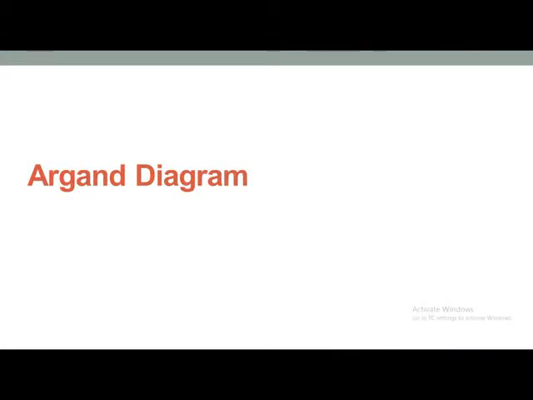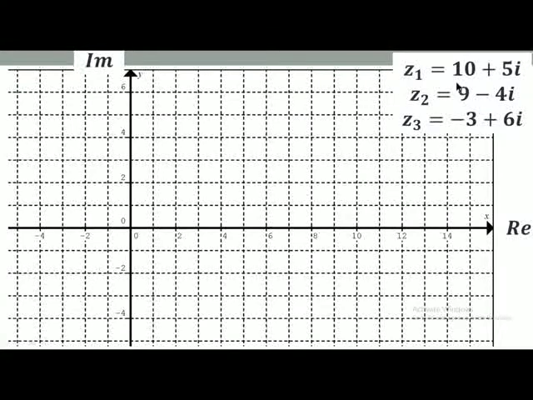Another way to represent complex numbers is by Argand diagram. In Argand diagram, instead of x-axis and y-axis, we represent as real axis and imaginary axis. For example, this complex number z1. z1 equal to 10 plus 5i. 10 represents the real part of this complex number, so this is 10. And 5i represents the imaginary part, so this is 5i. So, z1 is actually here in this Argand diagram.